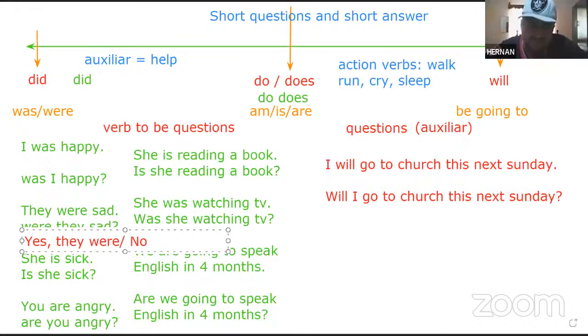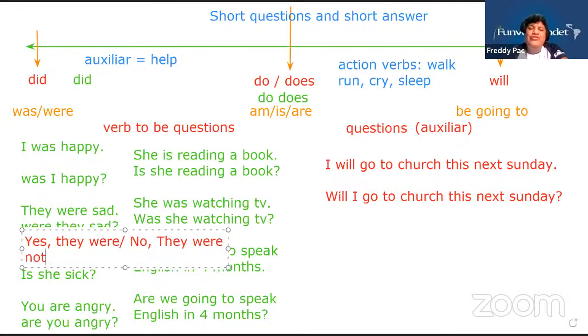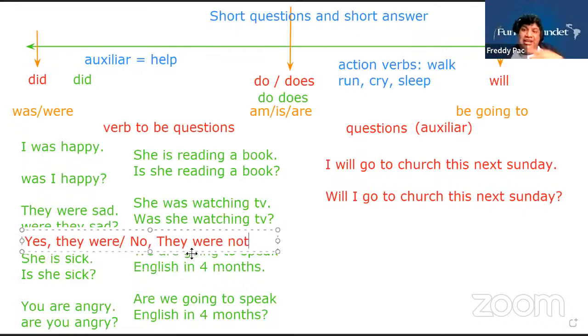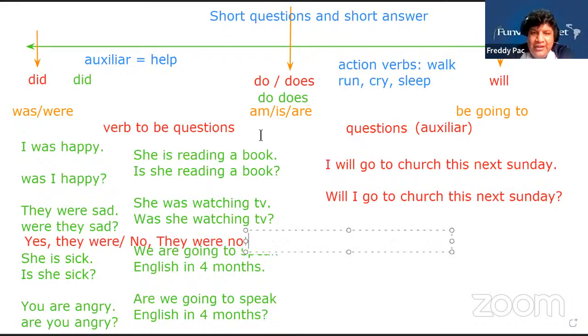No, comma, they were not. In the second no, you can put not, or you can use contraction. No, they weren't. Yeah. Oh, sorry. Sorry, guys.